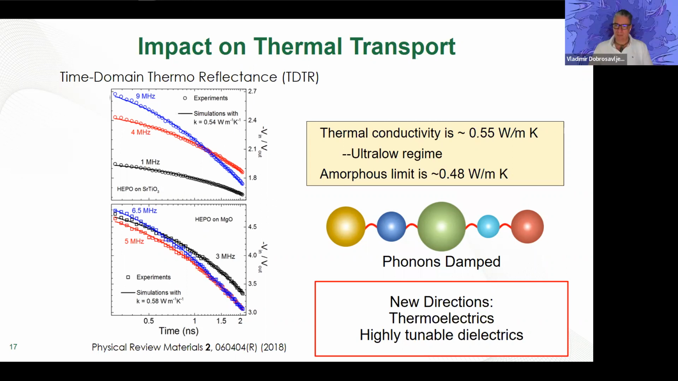Hi, I have just a quick question on this. Do you observe any strong effect for the low frequency phonons or the acoustic modes?